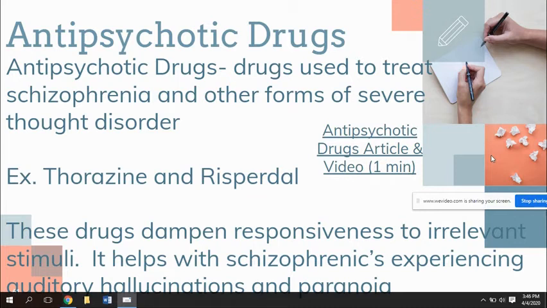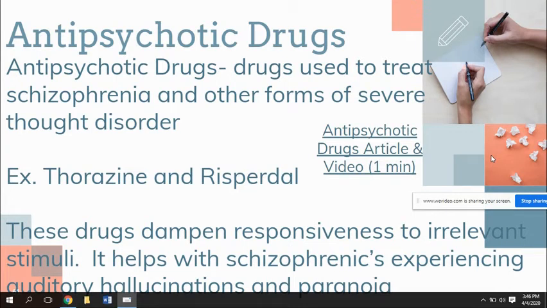These are used to treat schizophrenia and other forms of severe thought disorder. Examples of these are Thorazine and Risperdal. Thorazine is kind of how it started. Risperdal is a more common, more current, newer one. And I think when you watched the video of schizophrenics in the last Google Slides, the 2020 one, they were talking about the person getting Risperdal.